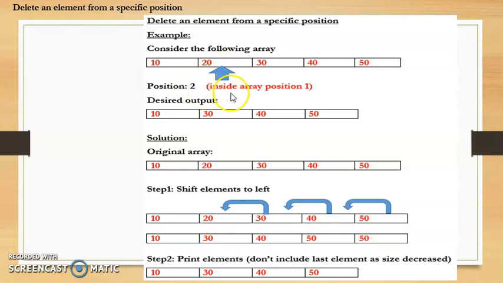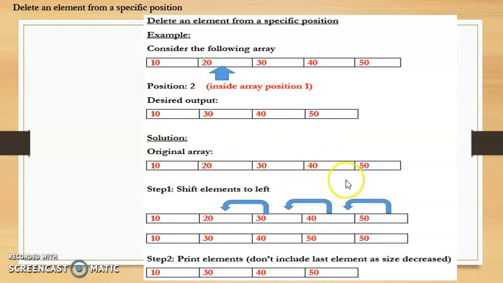Now one important thing we need to know here is that when the user says position 2, actually inside the array it will be position 1, because we all know that array values start from 0. So this will be the 0th element, this will be the first element, this will be the second, this will be the third element, and this will be the fourth element. So when user says position 2, actually inside the array it will be position 1, because array values start from 0. So the output that we should get is 10, 30, 40 and 50, because 20 should be deleted. So we will see how to solve this.